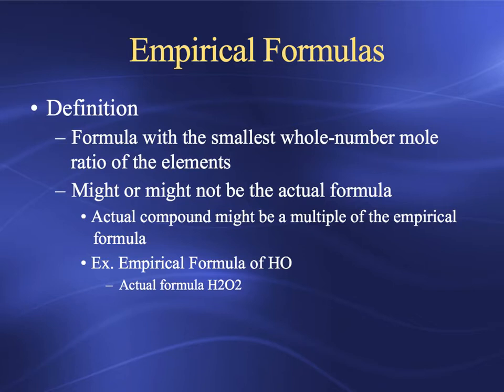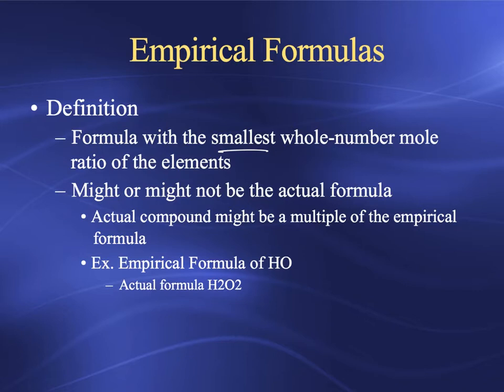Okay. So, an empirical formula problem. What is an empirical formula, first of all? Well, it's the formula of a compound with the smallest whole number mole ratio of the elements. So it's the smallest whole number ratio. It might or might not be the actual formula of the compound. I'll give you an example here in a second of what that means. The actual compound might be some kind of multiple of the empirical formula.